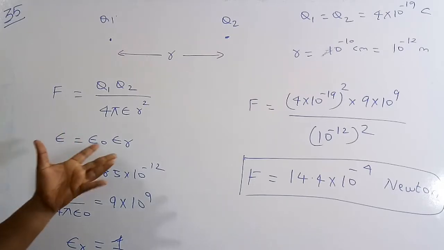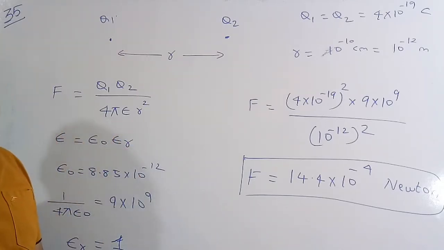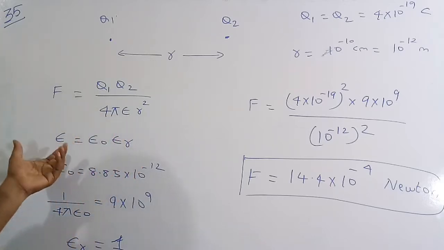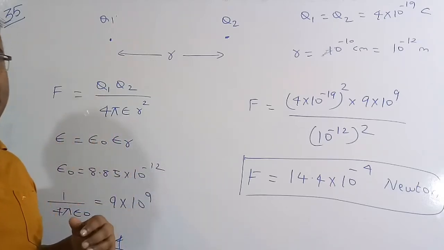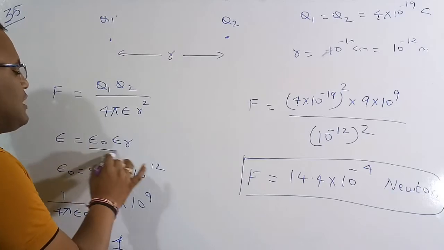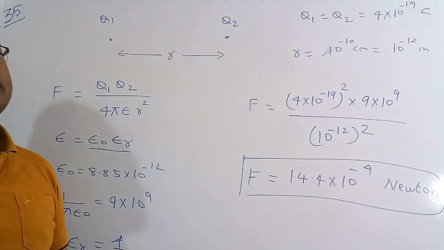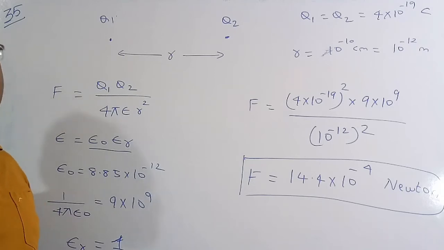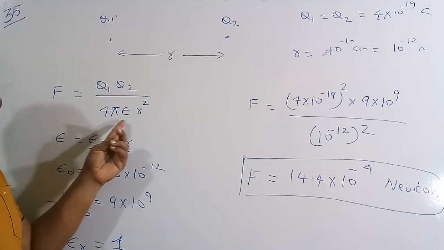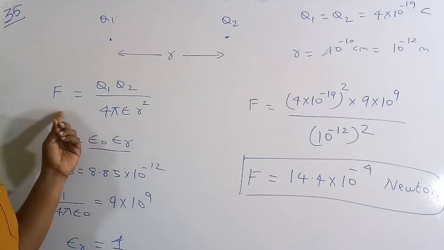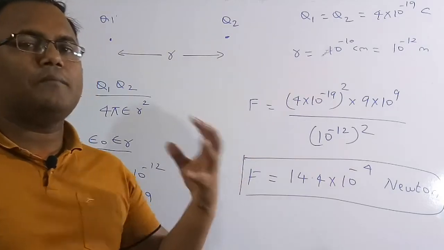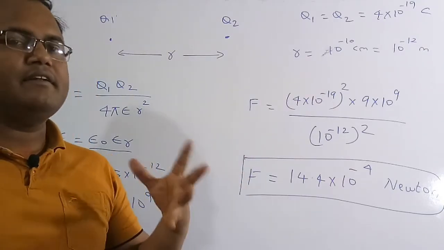Coulomb's law gives you the amount of force between the two charges, which is F is equal to Q1 Q2 by 4 pi epsilon R square, where epsilon is the permittivity of the medium, which is epsilon naught into epsilon R. Epsilon naught is the permittivity of free space, whereas epsilon R is the relative permittivity of a medium with respect to free space or vacuum. Whenever the epsilon value is higher, the force is lesser. It means the permittivity of a medium opposes the electric field in a given region.